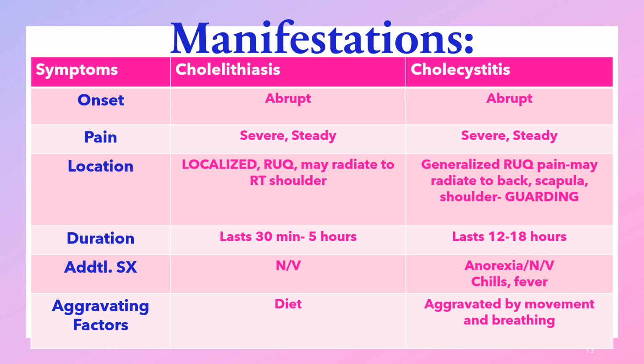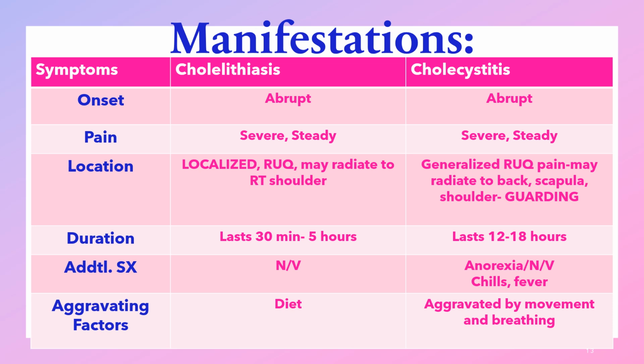I put this chart here to compare cholelithiasis, that gallbladder stone formation, to cholecystitis, which is that inflammation of the gallbladder or the ducts, and often involving blockage. So in both cases, the onset is abrupt. The pain can be severe and steady. With cholelithiasis, it's more localized because this stone formation is just occurring in that gallbladder. And so you may have that localized right upper quadrant pain, which may radiate to the right shoulder, depending on how sensitive you are to that pain.